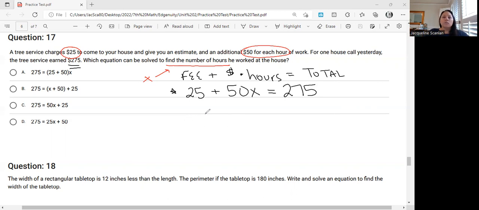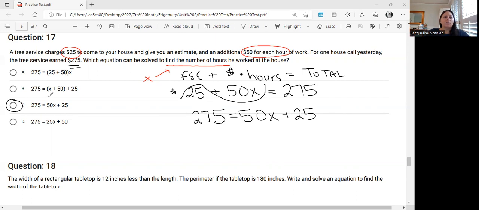I'm now going to look and see which one looks as close to this as possible. And if you take a second to look through your answer choices, C is correct. All they did from answer C to what I show here is they reversed these two in position. Okay, so they put the total at the front. They said the total is $275, and you're paying $50 per hour times X plus the fee of $25. So these two equations are equivalent.